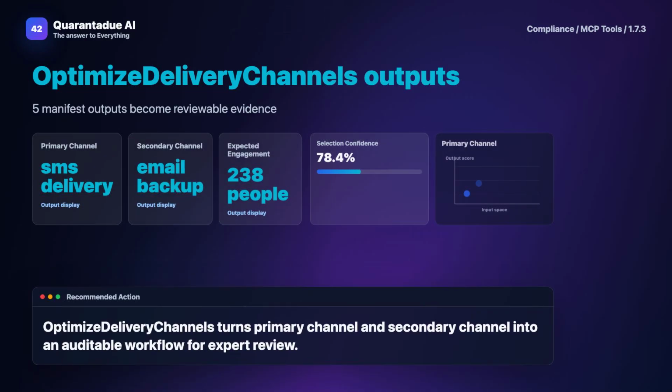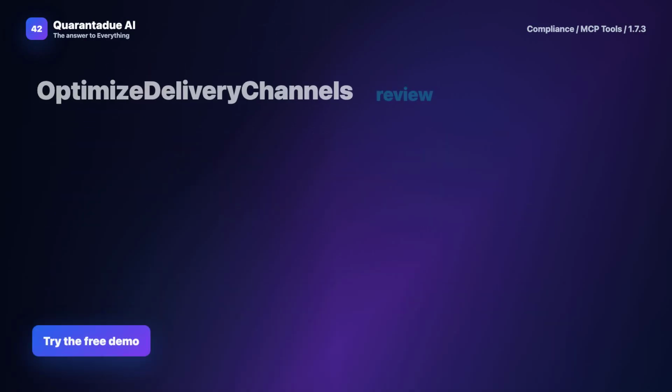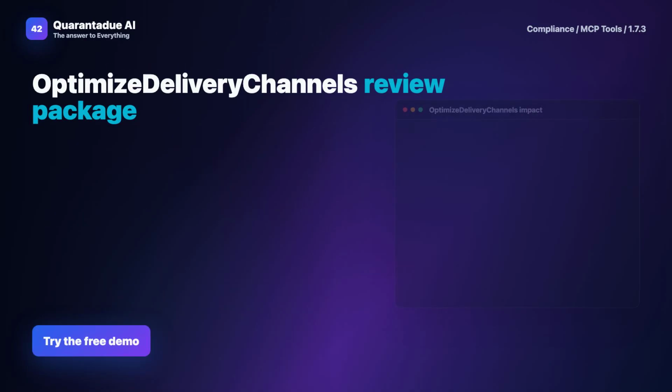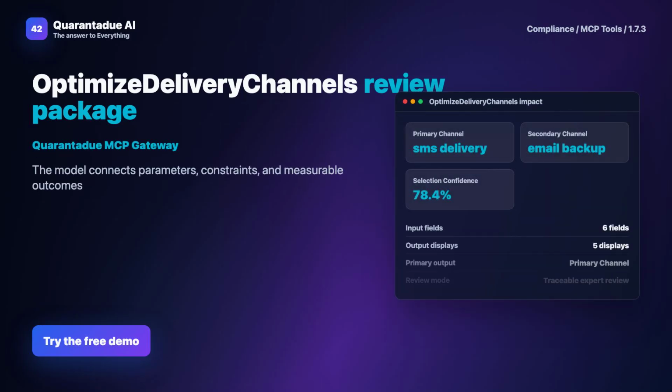Optimized delivery channels returns structured outputs such as primary channel, secondary channel, selection confidence, expected engagement, and channel effectiveness analysis. These outputs are designed to support review, reporting, comparison, and follow-up actions. The value of optimized delivery channels is not just automation. It is a controlled way to turn repeated compliance work into a documented business process with clear inputs, transparent logic, and reusable outputs.